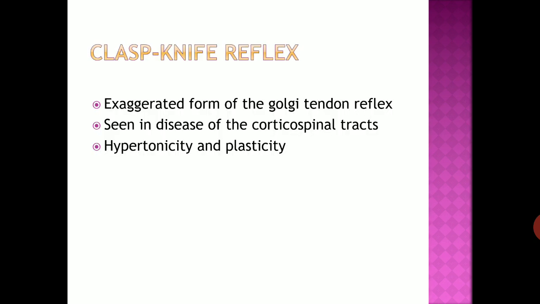Now the clasp knife reflex is an exaggerated form of the Golgi tendon reflex, and it is seen in disease of the corticospinal tract. In this disease there is hypertonicity and spasticity of muscle. What is the presentation of a clasp knife reflex? For example, when the arm is hypertonic, there is increased sensitivity of the muscle spindle in the extensor muscle. So in the arm, for example, the triceps muscle causes resistance to flexion of the arm.